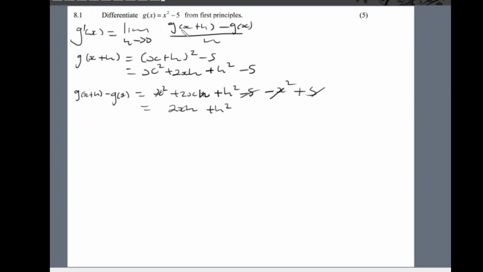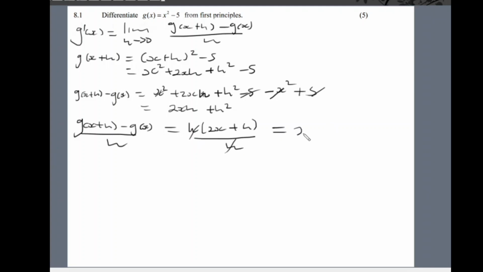And then now we can calculate the entire fraction and say g of x plus h minus g of x divided by h will be equal to, we can factorize h out, h times 2x plus h, divided by h, right? Then that h and that h will cancel, so we'll have 2x plus h, right? Therefore g prime of x will be equal to the limit of 2x plus h, right? And then from this step, wherever we see h, we put 0, and then our final answer will be 2x, right? That was an easy 5 marks.